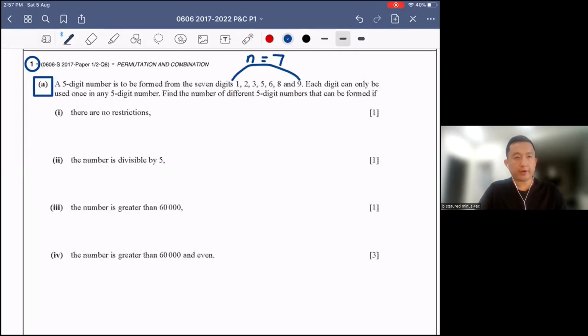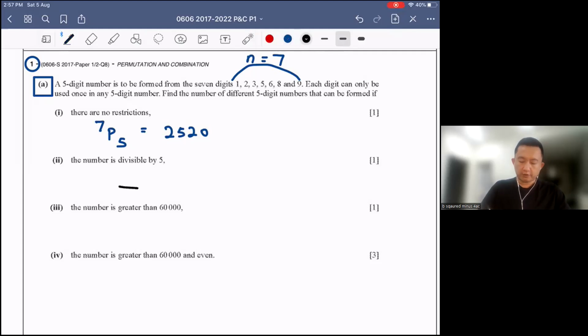Whenever you are going to arrange a 5-digit number, is it a permutation or combination? It must be permutations. Whenever it comes to arranging a code, a passcode, a password, it's nPr. With no restrictions, so total 7 numbers, and you are going to select 5 of them, 7P5. No restrictions. What do we have? 2520. Okay. The second one, the number is divisible by 5.